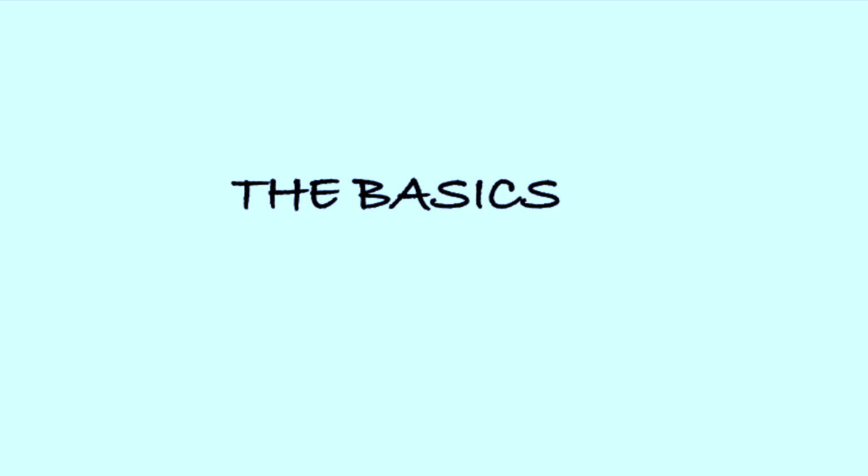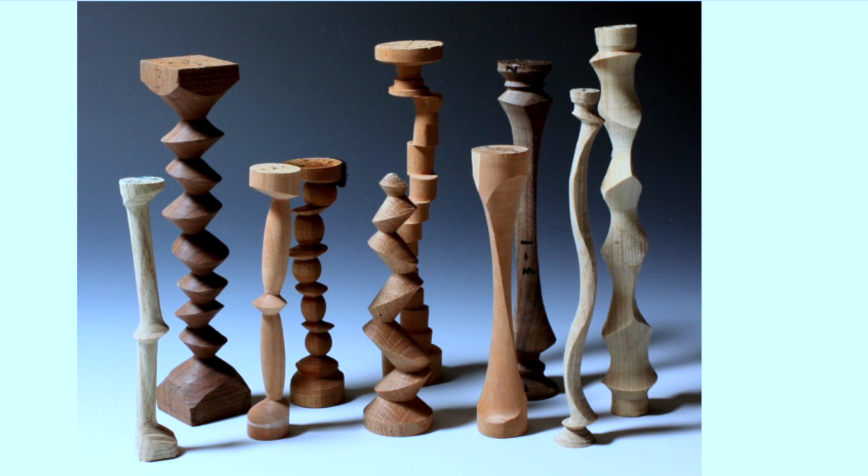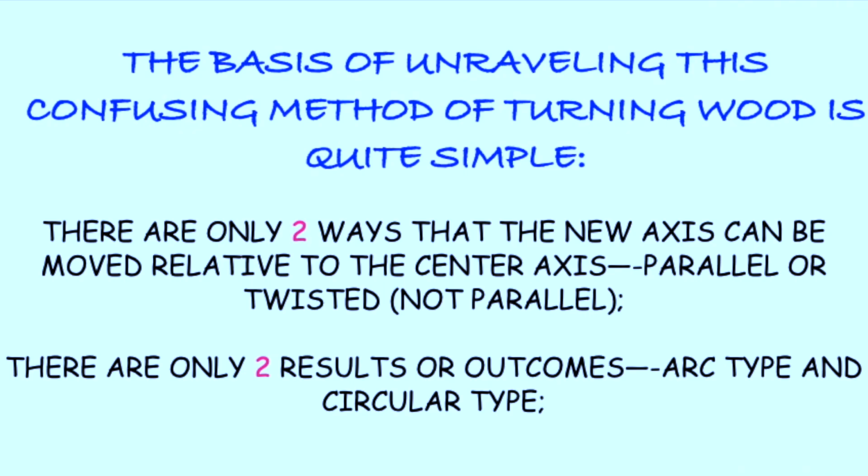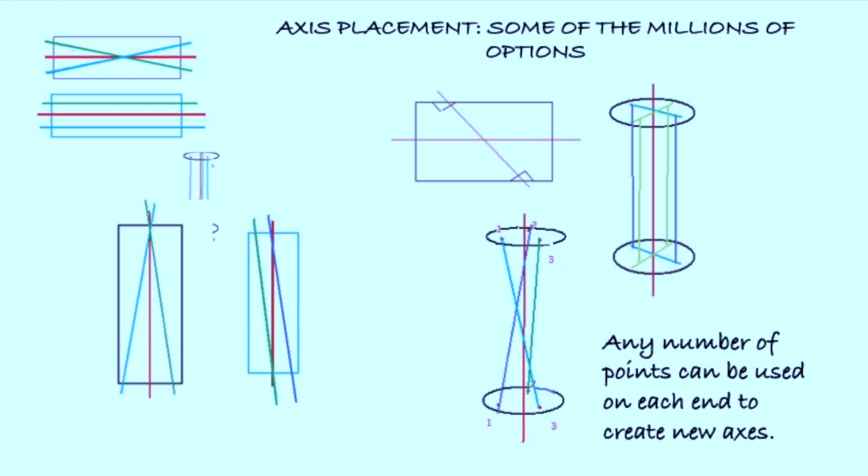But now we're just going to go over the basics of this conceptual model. What do all these spindles have in common? They must have something so that we can understand them. Well, they do. There are only two ways that the new axis can be moved relative to that center axis. That new axis will either be parallel to that center axis or not parallel, which we call twisted. And there are only two results or outcomes that happen when you change an axis: arc type and circular type. So I'm going to unpack these ideas slowly.